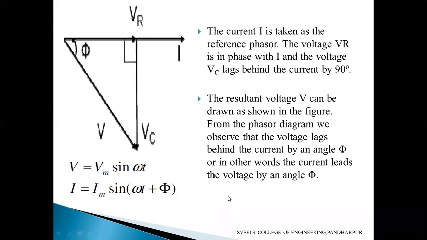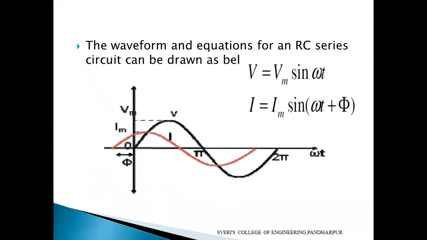Therefore, I equal to small I लिखो, I equal to Im sin omega t plus phi. Equation number 2 लिखो इसको.